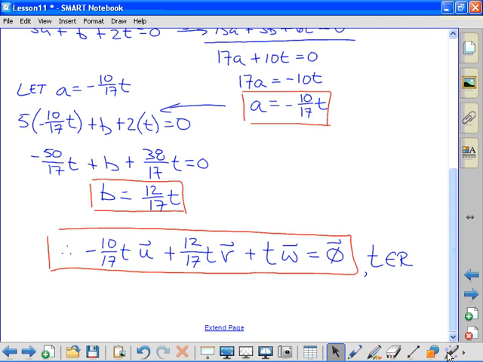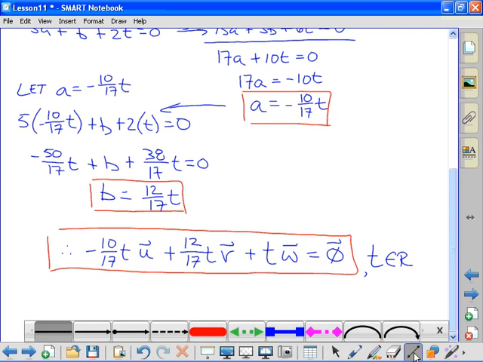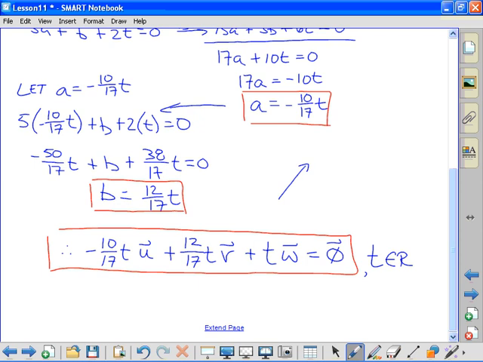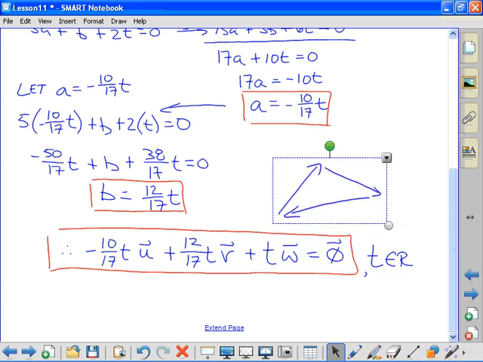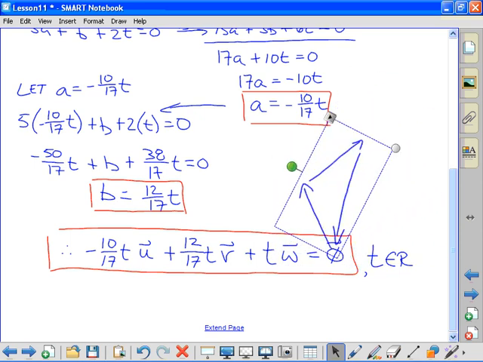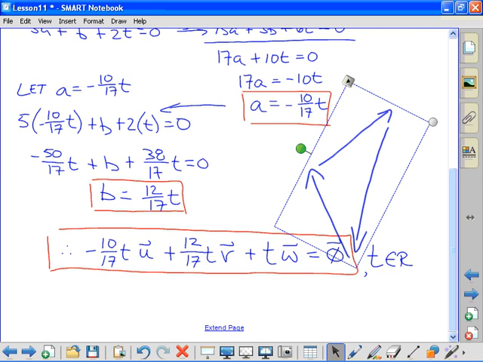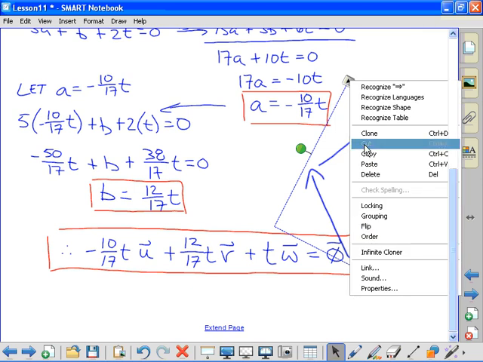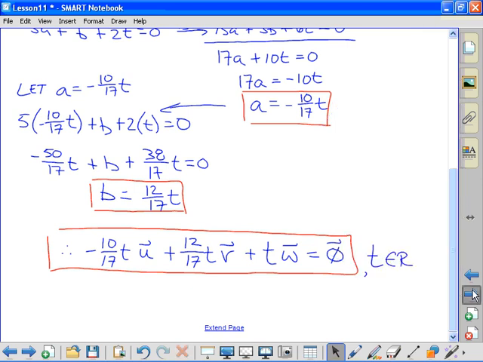What this basically means is we have a triangle, u, v, and w, and basically all we're doing with t is making it really, really small or really, really big, and rotating it a little bit. But for the closed triangle, there's an infinite number of solutions because you can magnify it, shrink it, and so on.